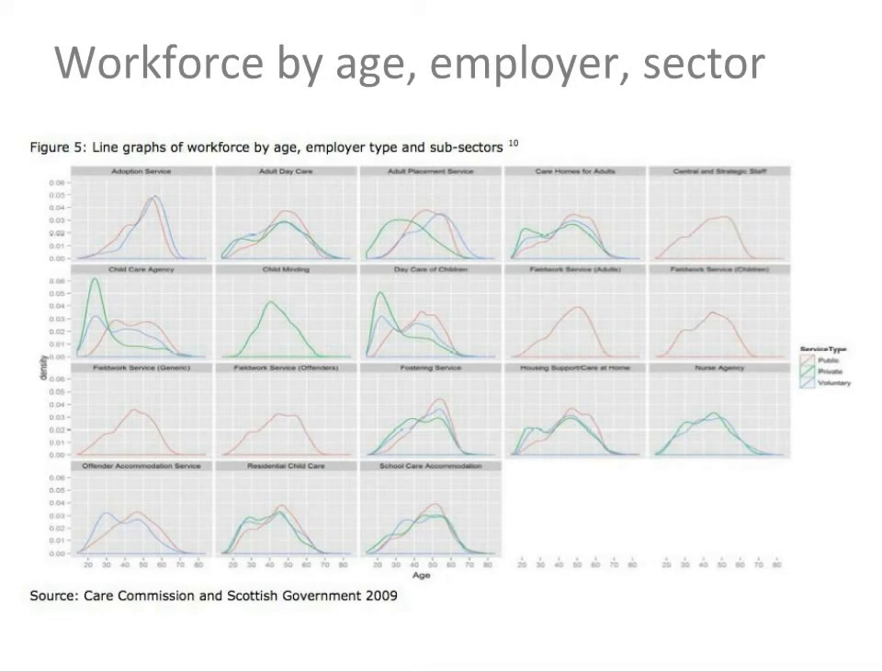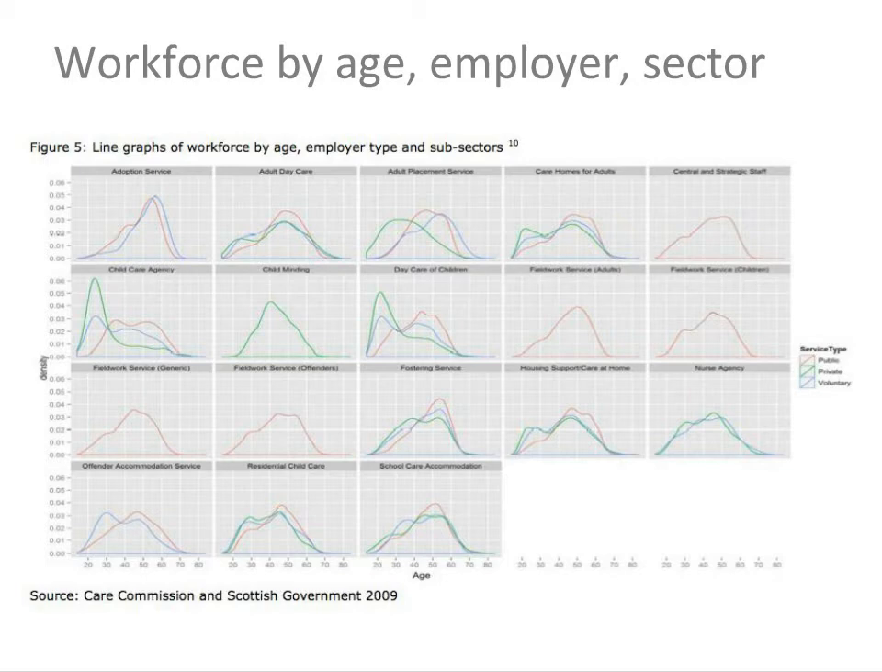This is some line graphs they had in their report, and there's nothing wrong with these. They're just difficult to read, and also we found there's a variable too many. So this is by age, employer, and sector, and then there's all this grey background. You'll see that most of the graphs have a sort of peak age, apart from when the private sector, which is the green line here in the second row, is involved, it seems to peak a bit earlier. But actually, overall, the whole age aspect isn't really helping you conclude very much.